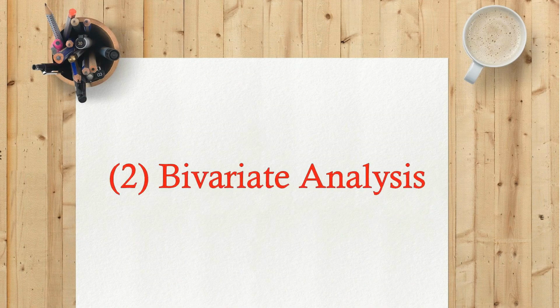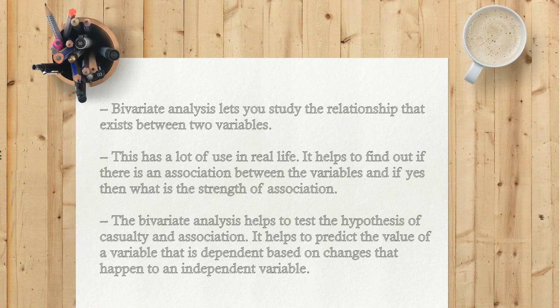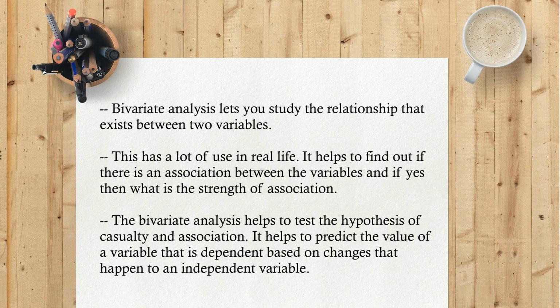2. Bivariate analysis. Bivariate analysis lets you study the relationship that exists between two variables. This has a lot of use in real life. It helps to find out if there is an association between the variables, and if yes, then what is the strength of association. The bivariate analysis helps to test the hypothesis of causality and association. It helps to predict the value of a dependent variable based on changes that happen to an independent variable.